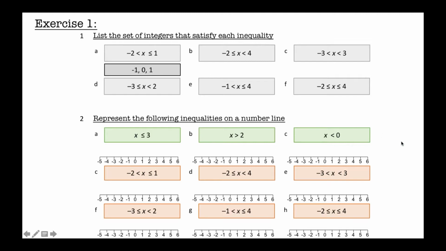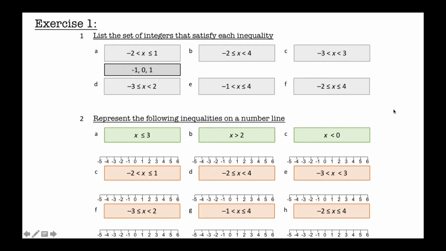So pause the video and have a go at those, and then on this one, I would like you to put them on a number line. Okay, if you don't have the paper or pen or the motivation to draw all these number lines, just do a quick sketch of them, and obviously I'll put up the answers. So pause the video and have a go at both of those sets of questions.